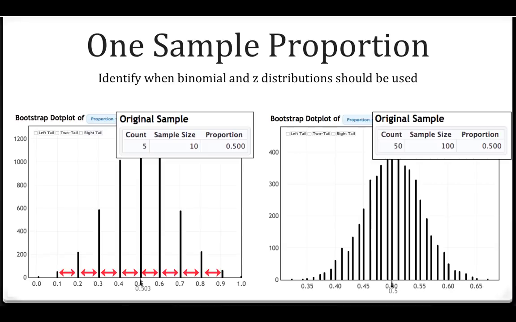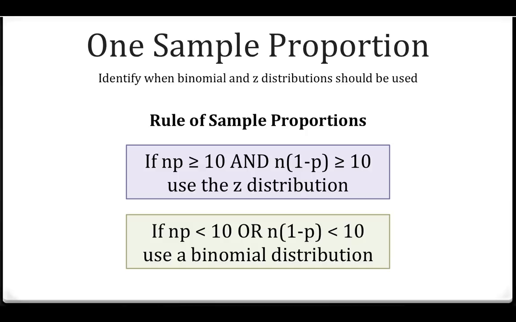A question that you may be asking now is, at what point does the distribution become close enough to being approximately normal that we can use the z distribution? These are the general guidelines that we're going to be following in this course. This is sometimes referred to as the rule of sample proportions. According to the rule of sample proportions, if n times p is greater than or equal to 10 and n times 1 minus p is greater than or equal to 10, we use the z distribution.